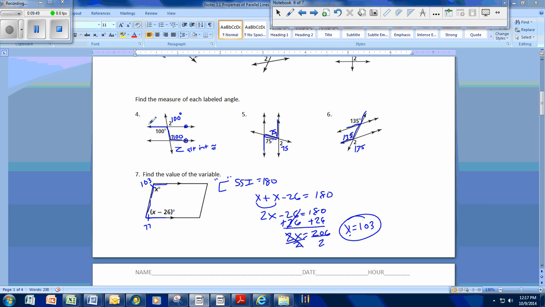All right, so to conclude, angles that make a Z are alternate interior angles. They are congruent when we have parallel lines. Angles that make an F are corresponding, and they are congruent when we have parallel lines. And then we have the angles that make the letter C. Those are called same side interior angles, and they add up to 180 if you have parallel lines.